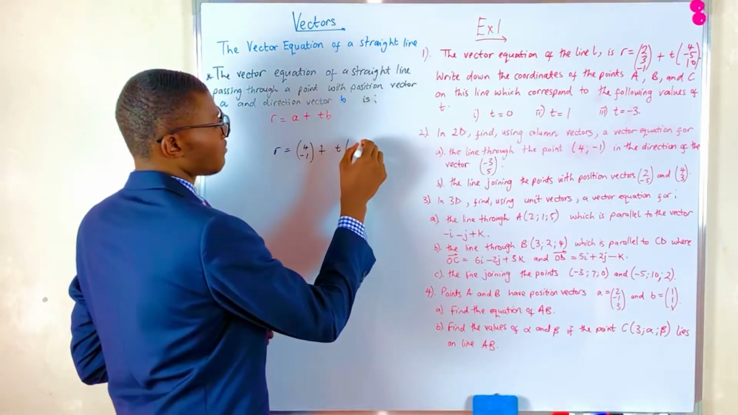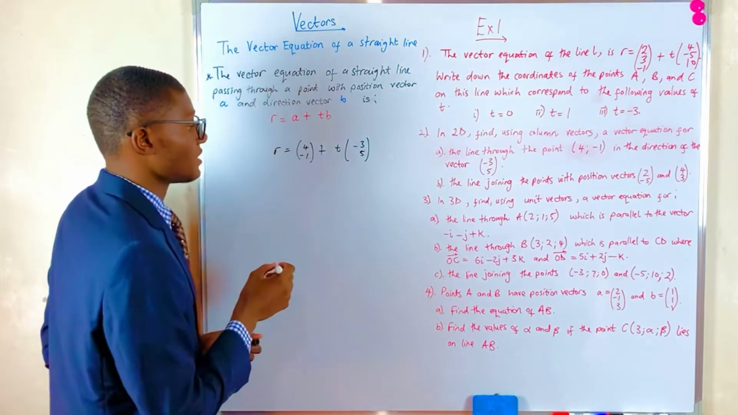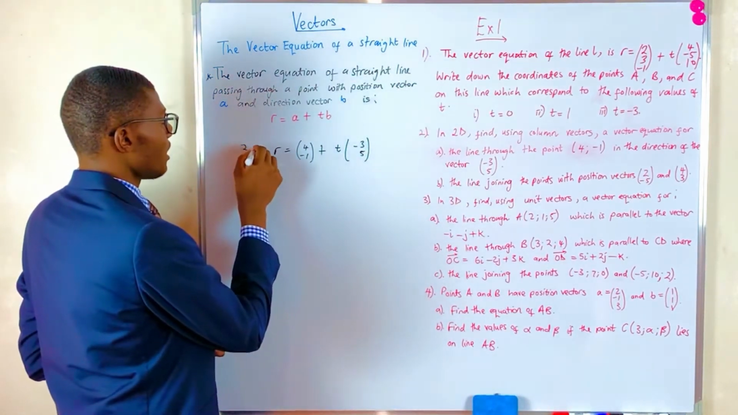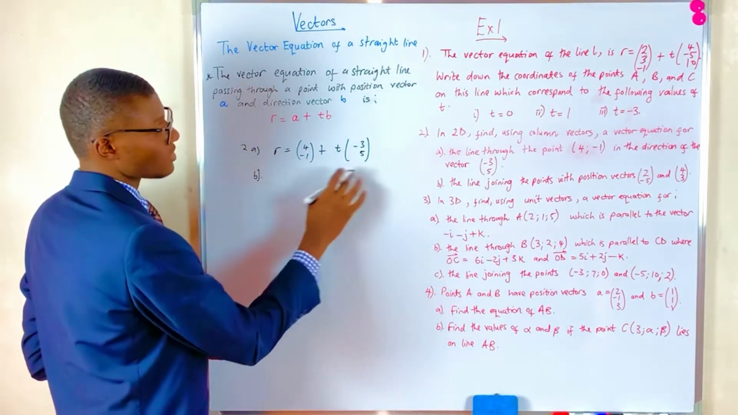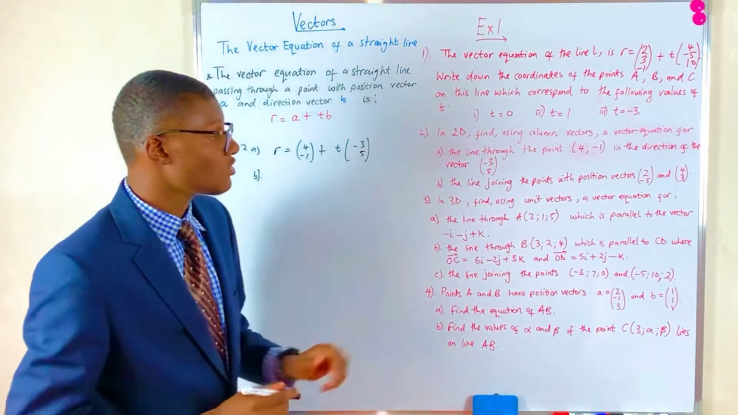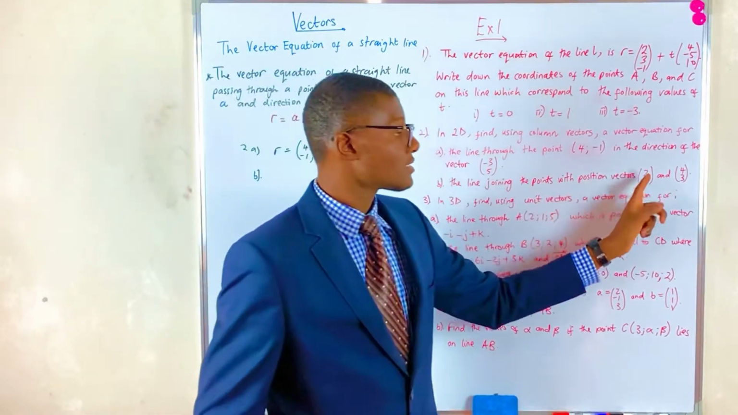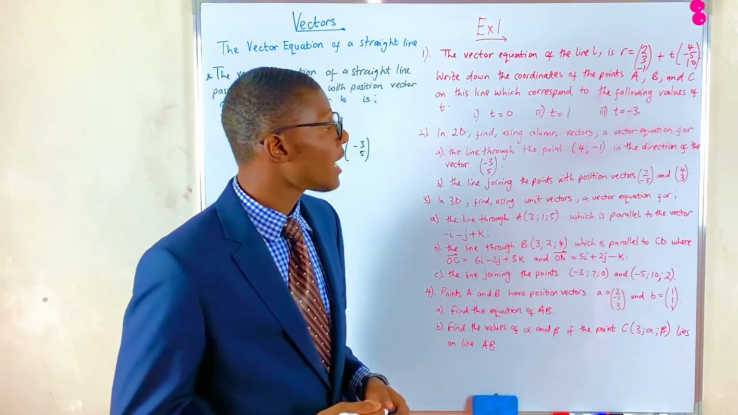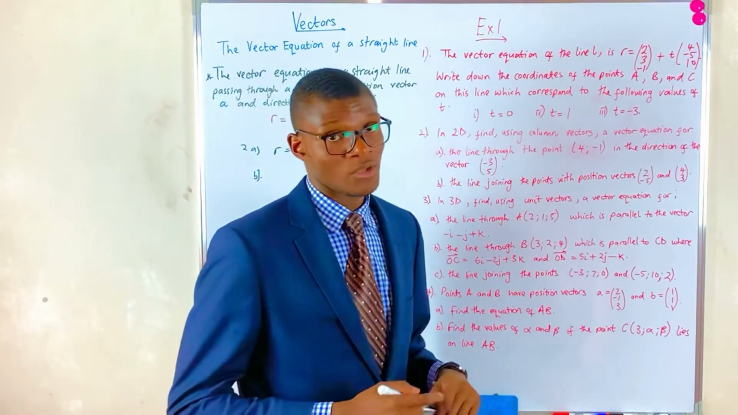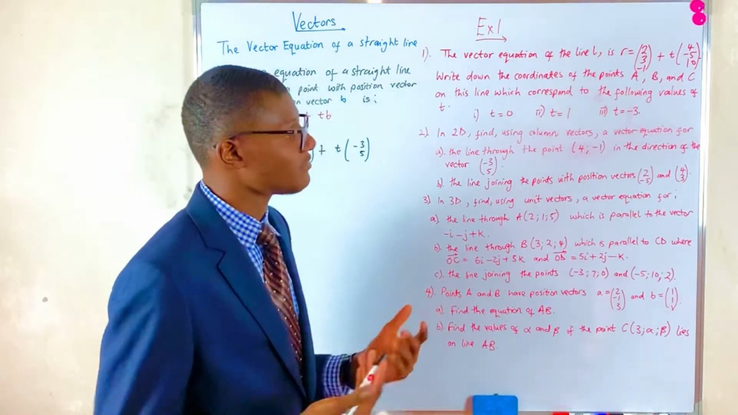So (-3, 5) is our direction vector. So this is for 2A, and that's the equation. Then for 2B, the line joining the points with position vectors (2, -5) and (4, 3), first of all, we need to find the direction vector.